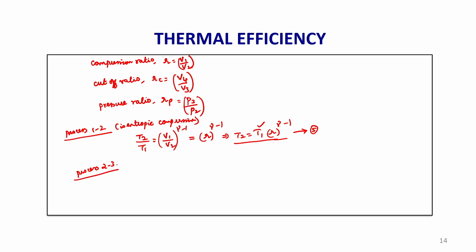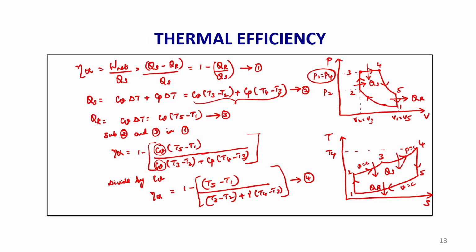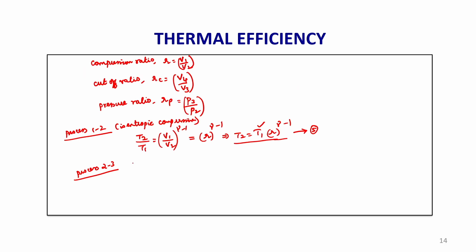If you recollect the process 2 to 3, it is constant volume heat addition. The volume at 2 is equal to the volume at 3, so V is constant. Write the basic equation: P2 V2 equal to R into T2, P3 V3 equal to R into T3. If you know the equation, we can write it directly; in case you are not able to recollect, we can use this one, and it is a very small derivation.